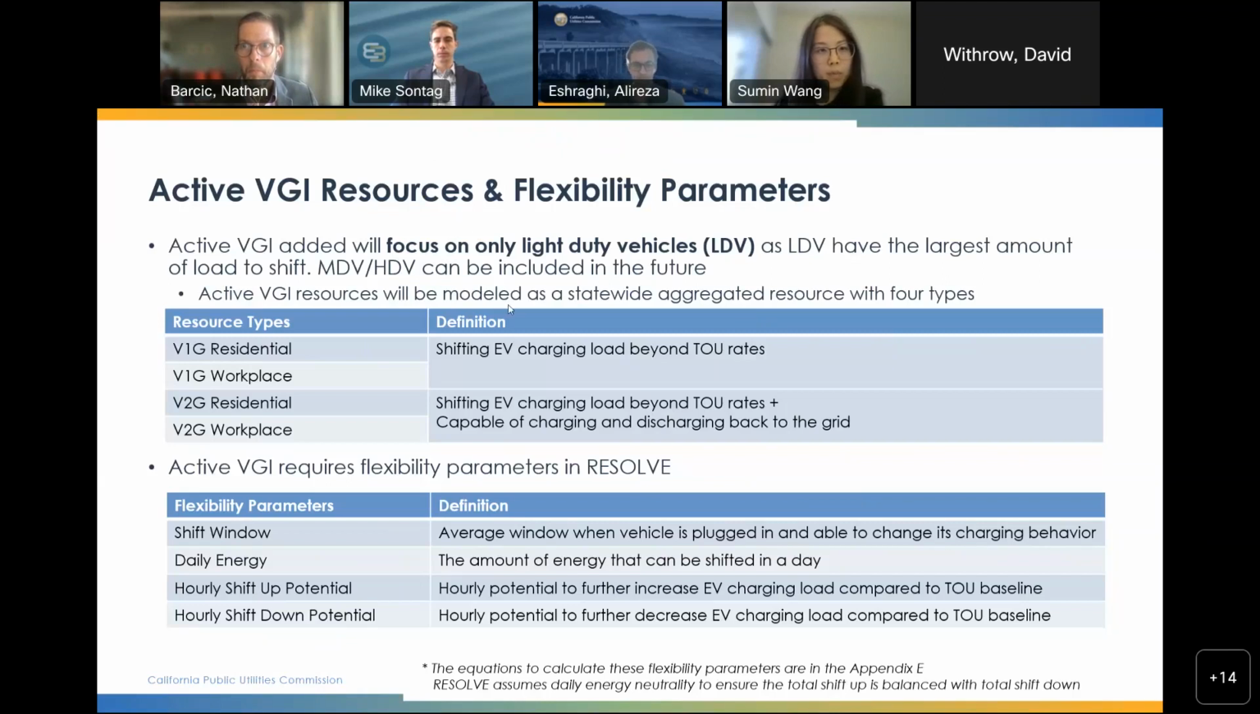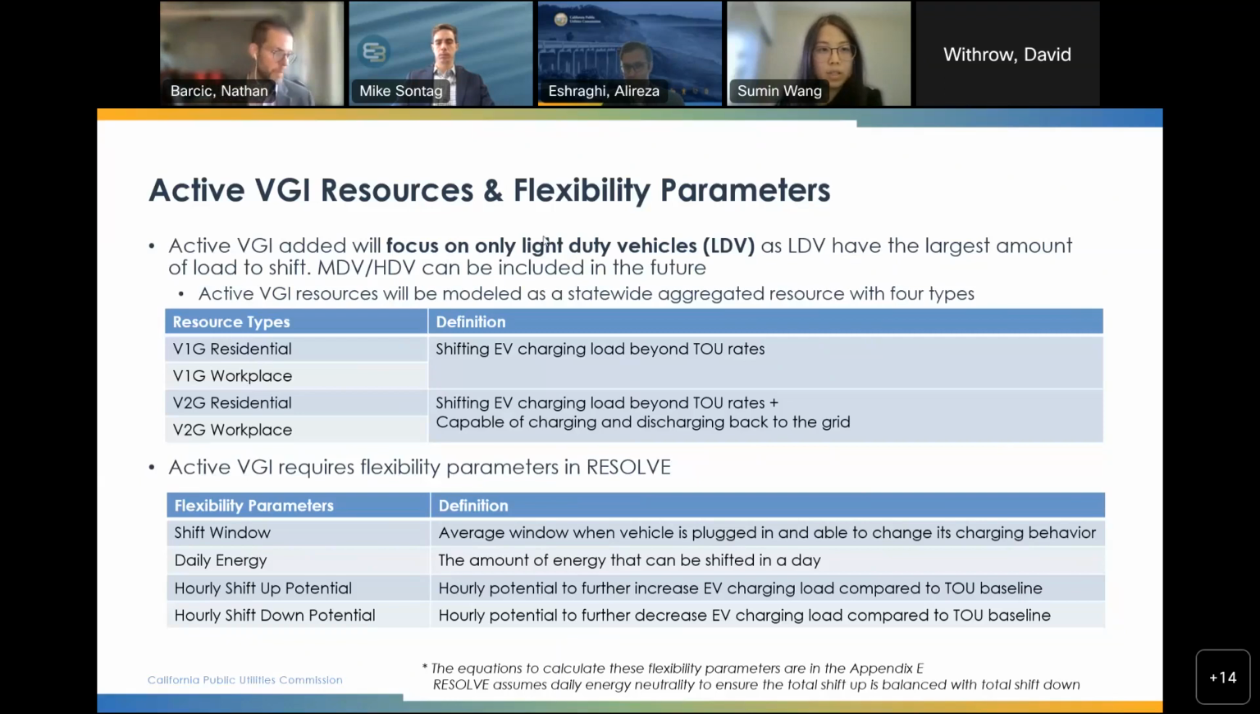As I mentioned before, since the active VGI resources do require flexibility parameters in RESOLVE, we need to develop these inputs to shape the dispatch of the VGI resources. The first one we need is the shift window, similar to the adjacency value that Mike mentioned before. It's basically telling the model the average window you can shift the vehicle when they're plugged in, and also be able to change its charging behavior.